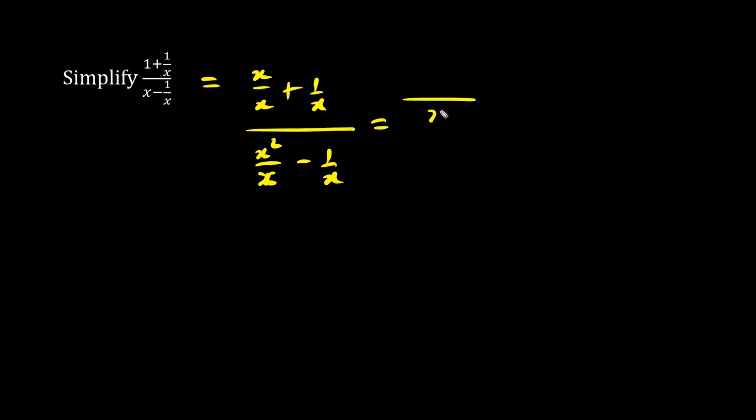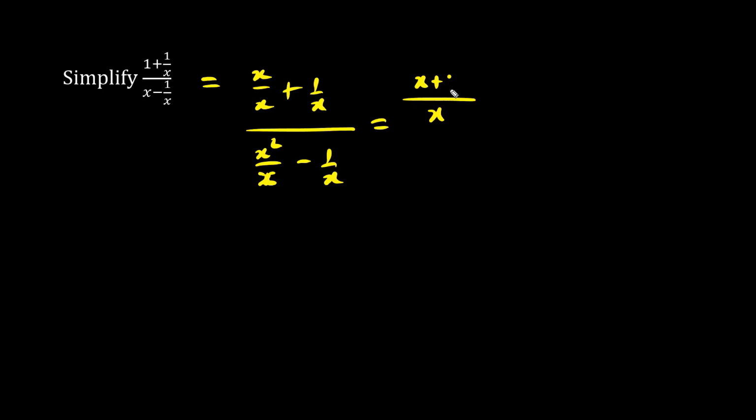Let's simplify this rational expression. We have the top. 1 plus 1 over x is the same thing as x over x plus 1 over x, all divided by the bottom. We'll multiply top and bottom by x, so we have x squared over x minus 1 over x. We have a common denominator on the numerator, so we'll merge this into a single term.